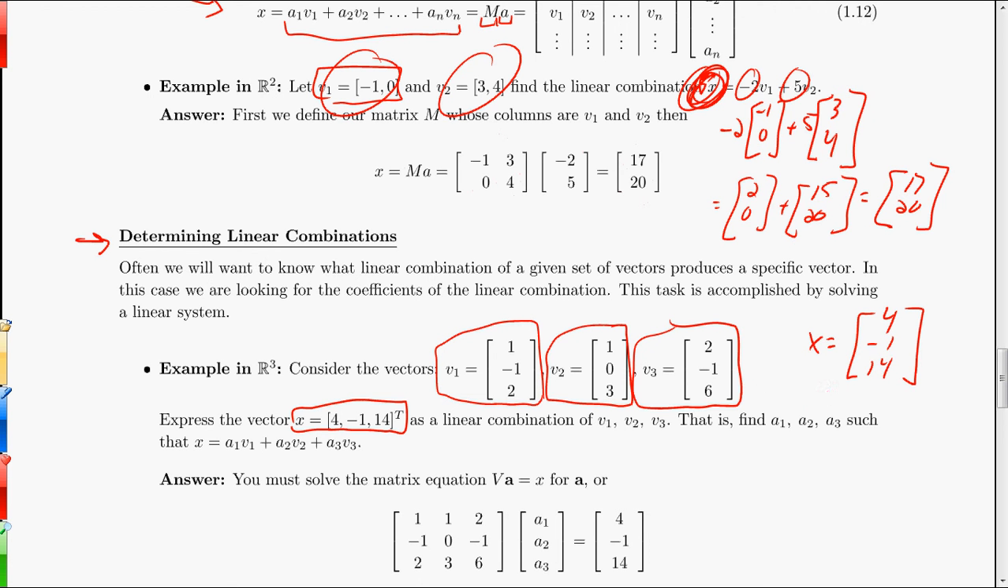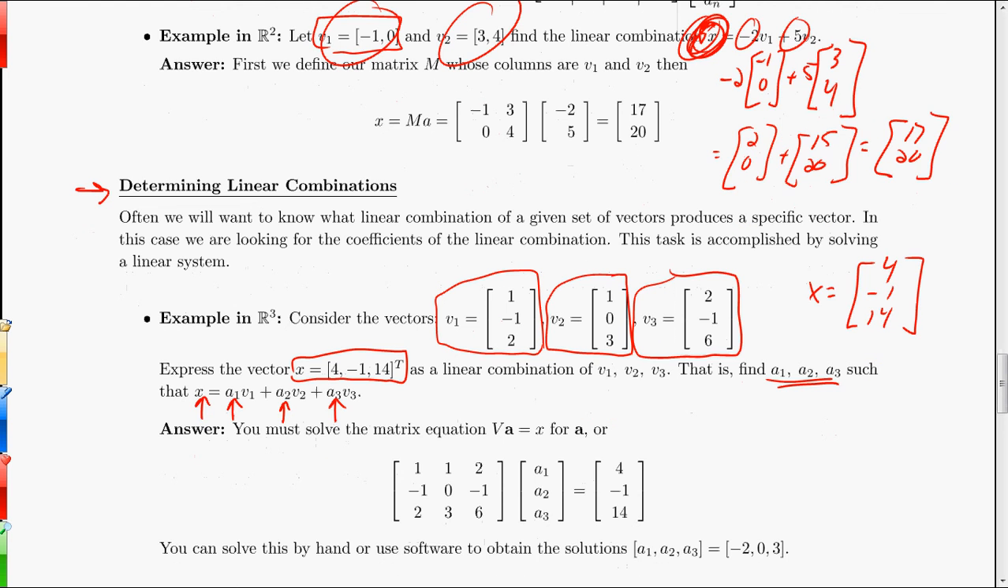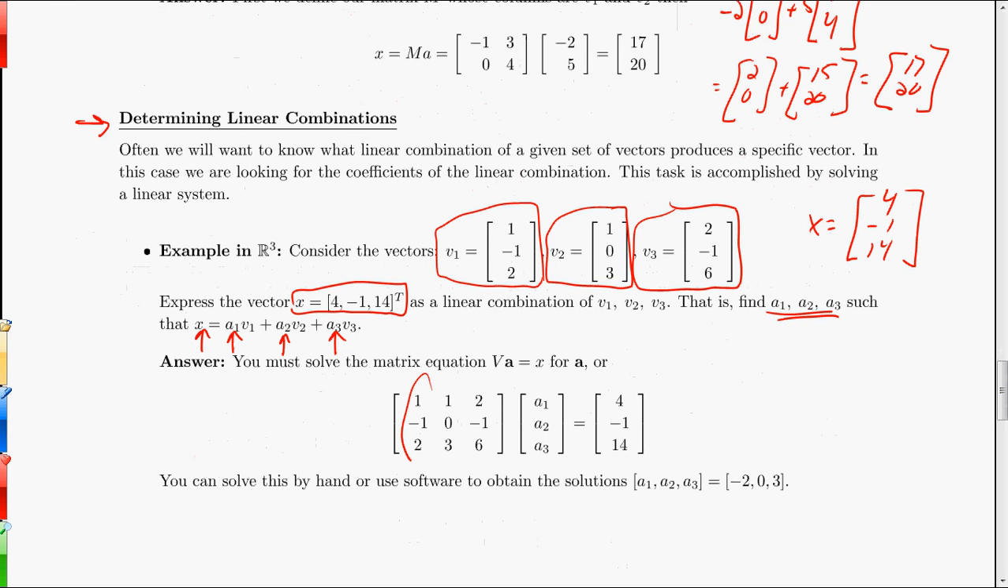So that means we need to find the coefficients A1, A2, and A3 so that A1 times V1 plus A2 times V2 plus A3 times V3 gives me my vector X. Right, so I have three unknowns. But that's actually quite easy to do if you put it in matrix form. There's V1, there's V2, there's V3. Here are my coefficients, A1, A2, and A3. Those are the values I don't know. And here's that value of X that I'm trying to hit.